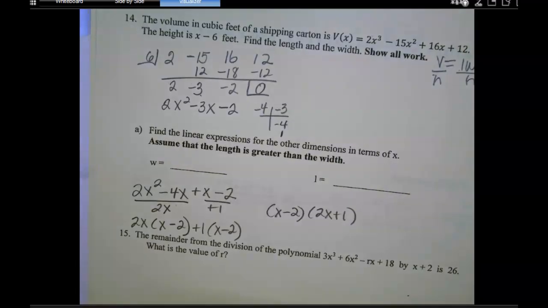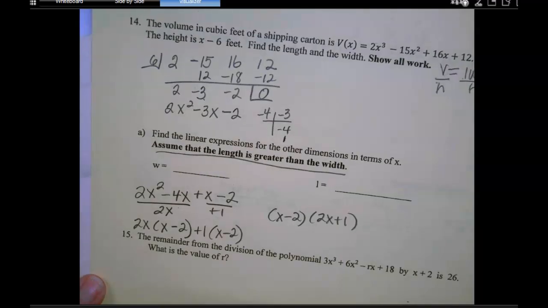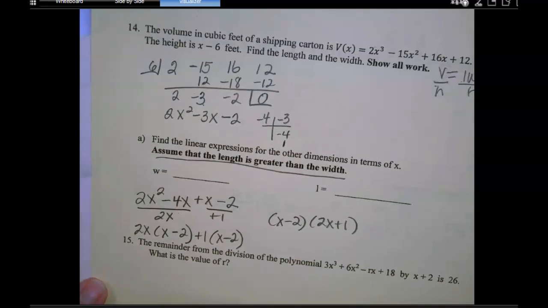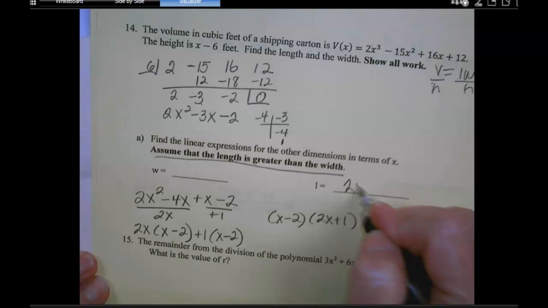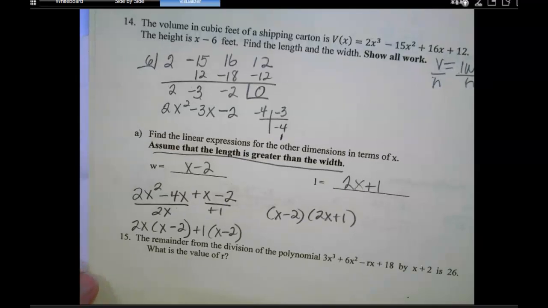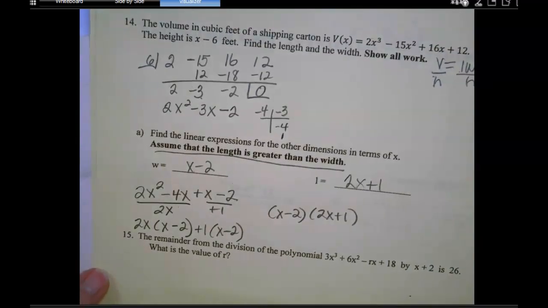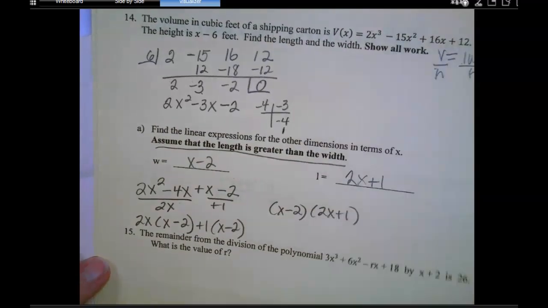One of these is the width and one is the length, correct? What piece of information did they give you? Assume that the length is greater than the width. So which one of these is going to give me a bigger number? That means the length is greater, so I get 2x plus 1 as the length, and the width is x minus 2. Is that good? Okay. All right, let's go to the back.